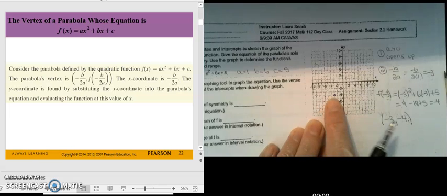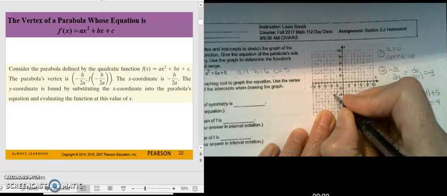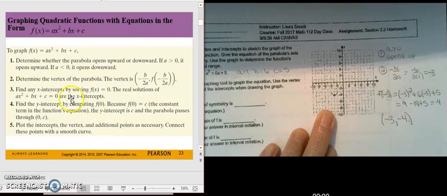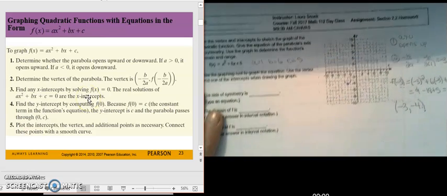Okay, so I went ahead and plotted the vertex right there, negative 3, negative 4, and I know it opens up, so I know it's going to look something like this, but that's all I know so far. So I'm going to continue. If I go to the next PowerPoint here, I found the vertex, I found if it opens up or down. Now I'm going to find the x-intercepts, so I'm going to set f of x equals 0, and I'm going to do all that before I answer the rest of this.